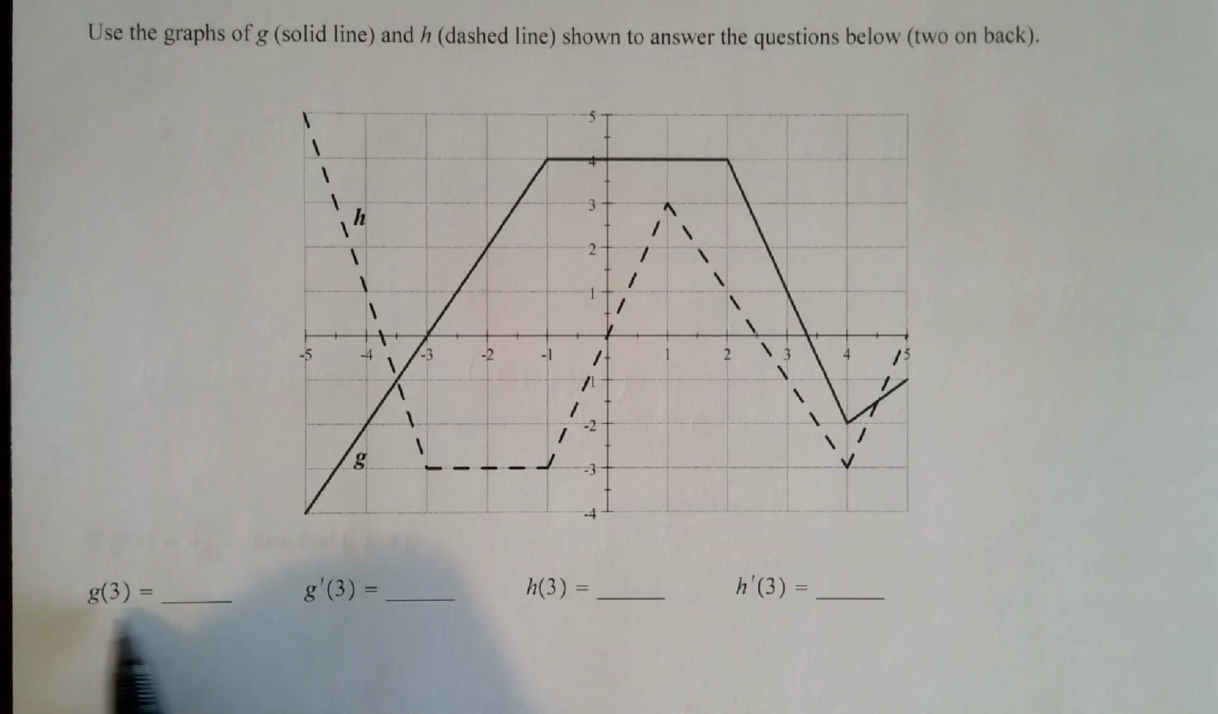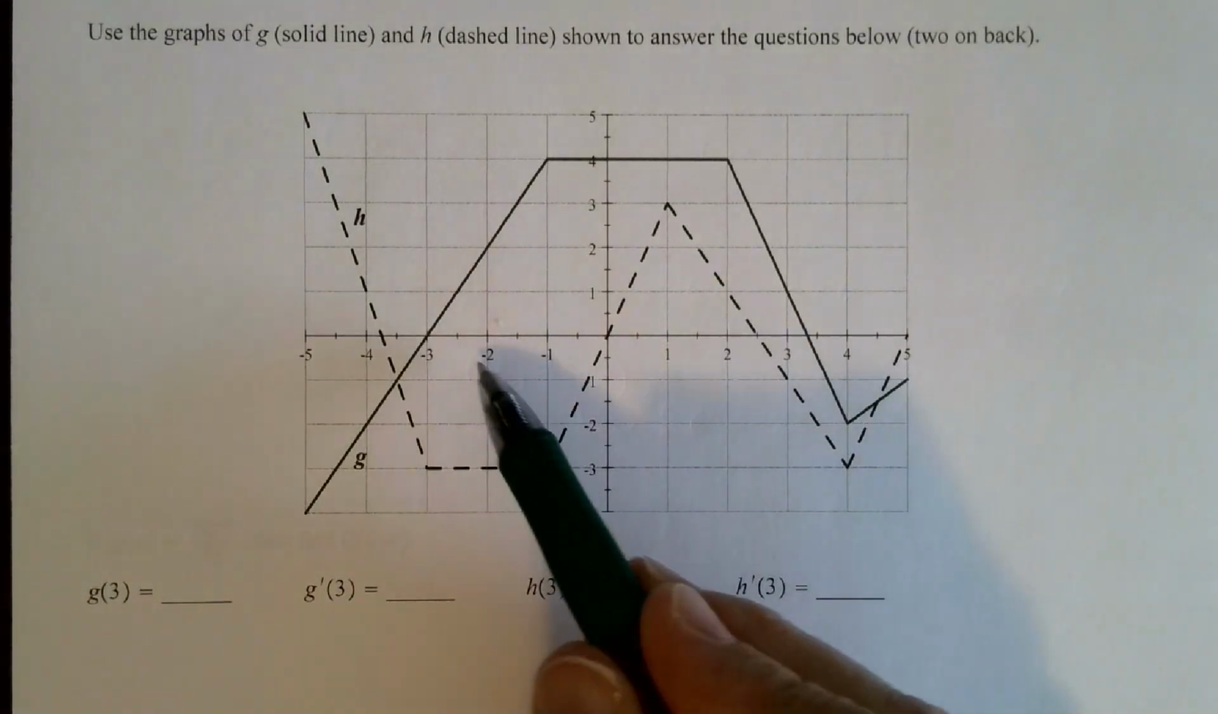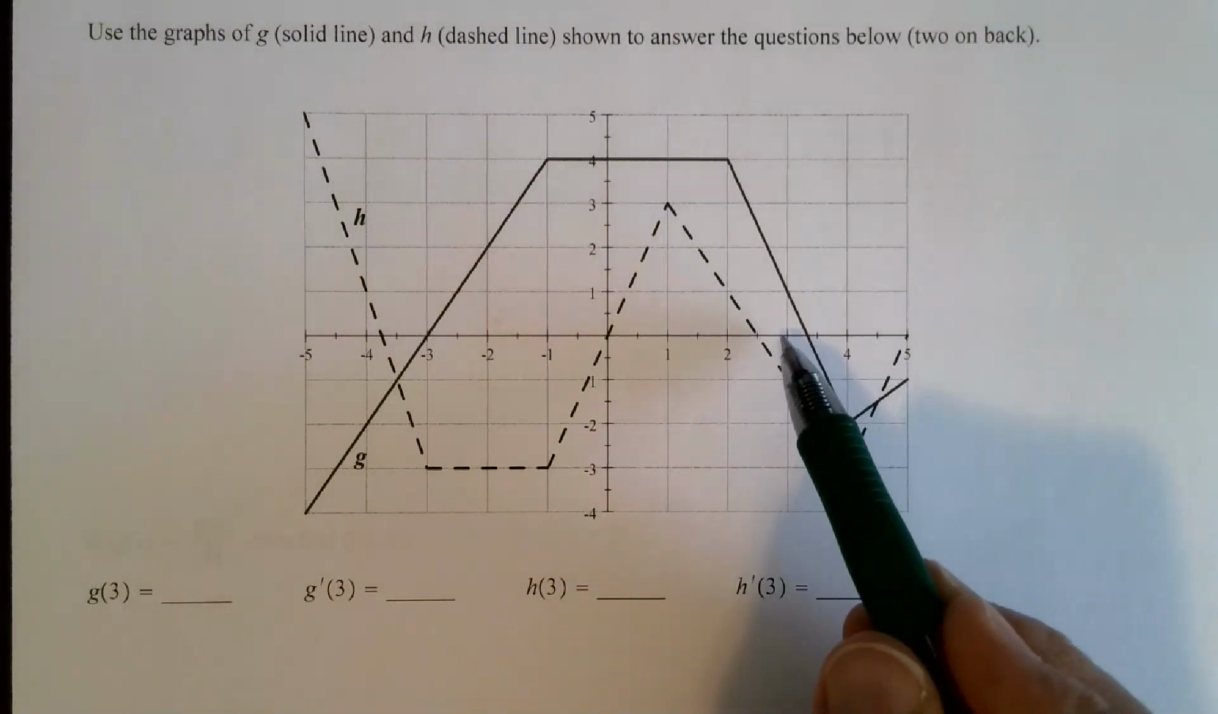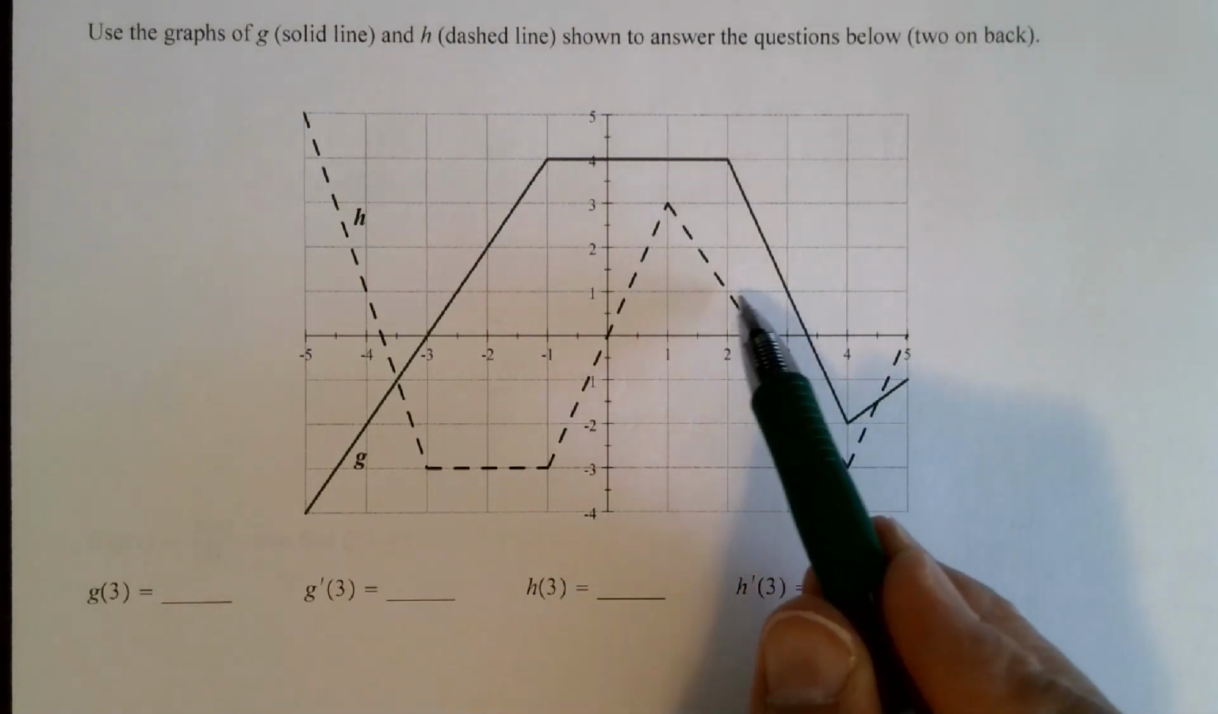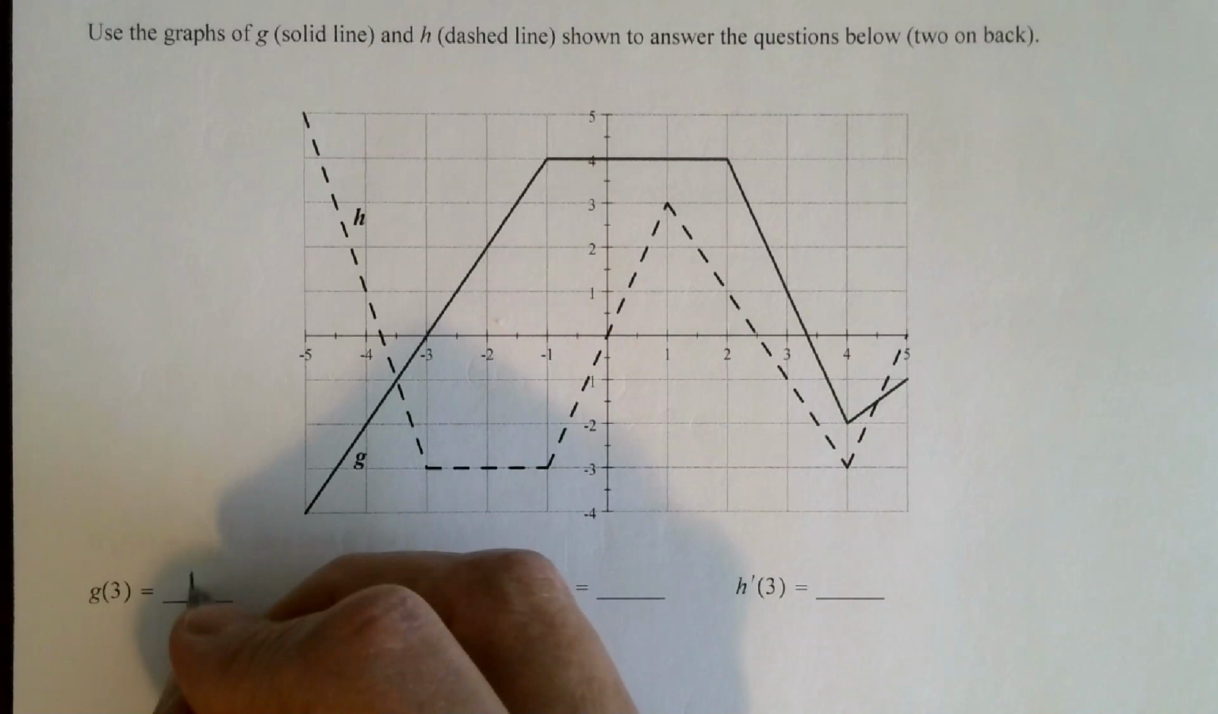What is G of 3? So this is not even calculus, this is pre-calculus. What's G of 3? I go to x equals 3, G is the solid line, go up to that point, and what's the y-coordinate? 1. G of 3 is 1.